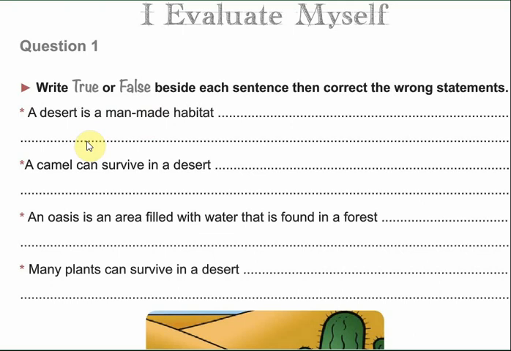Okay? A camel can survive in a desert. If it is true, you write only true. An oasis is an area filled with water that's found in a forest. Many plants can survive in a desert. Okay?